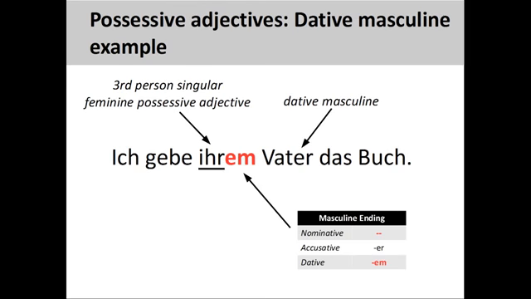Let's change the gender of the noun that is modified by the adjective. Ich gebe ihrem Vater das Buch. I give the book to her father. Since the noun in this sentence is masculine and in the dative case, it must take em as an ending. The root, however, stays the same, indicating a relationship between the father and the female person, his daughter.